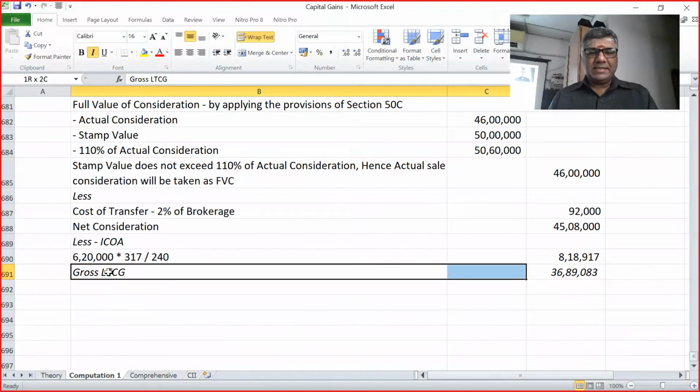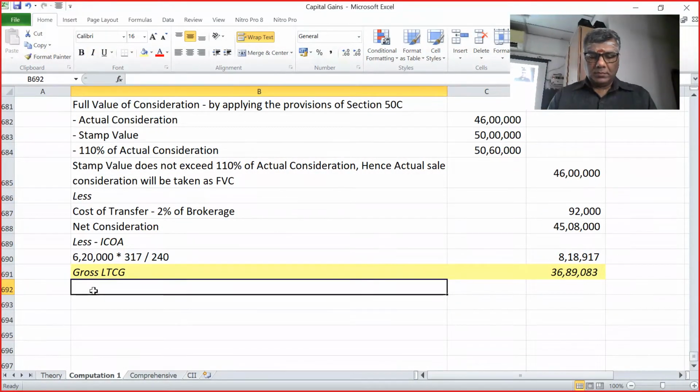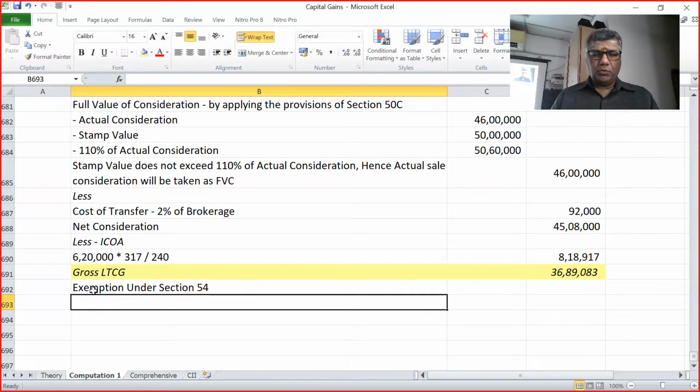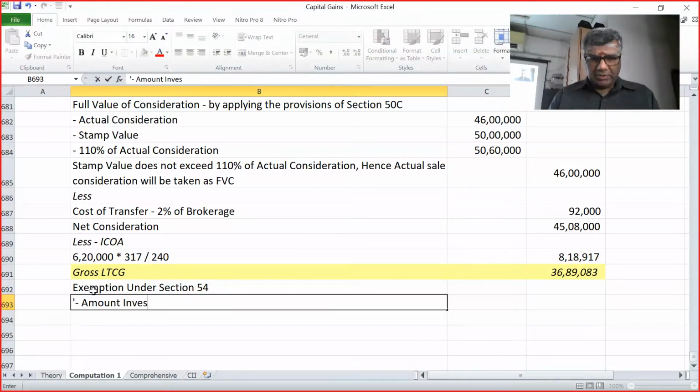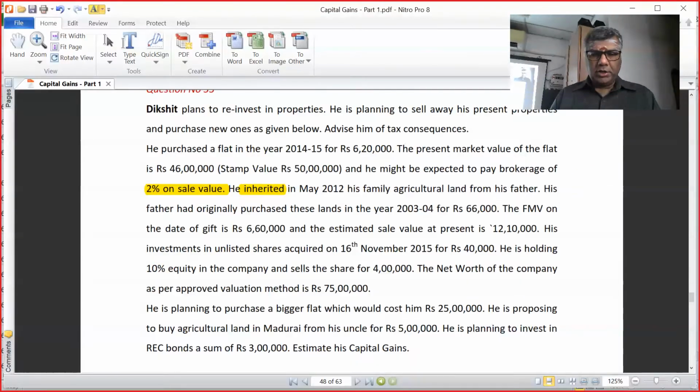Gross LTCG, deduction, or sorry, exemption under section 54. Amount invested in the new property. He is buying a bigger flat for 25 lakhs.